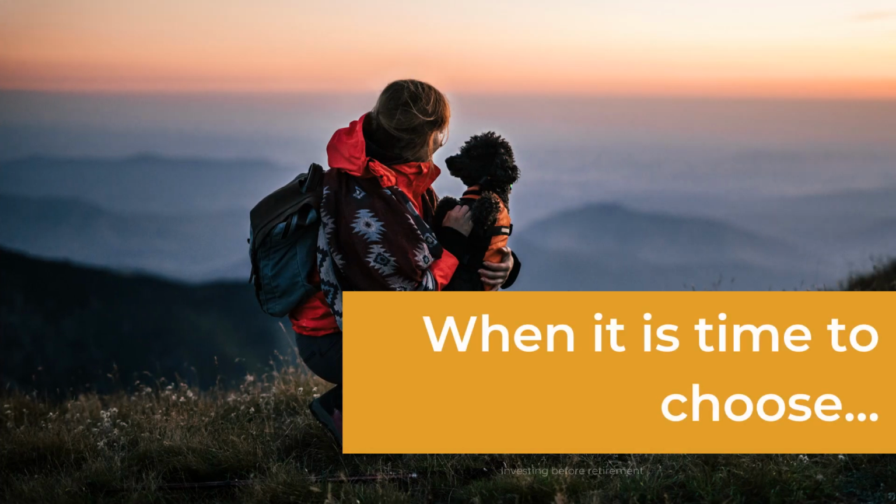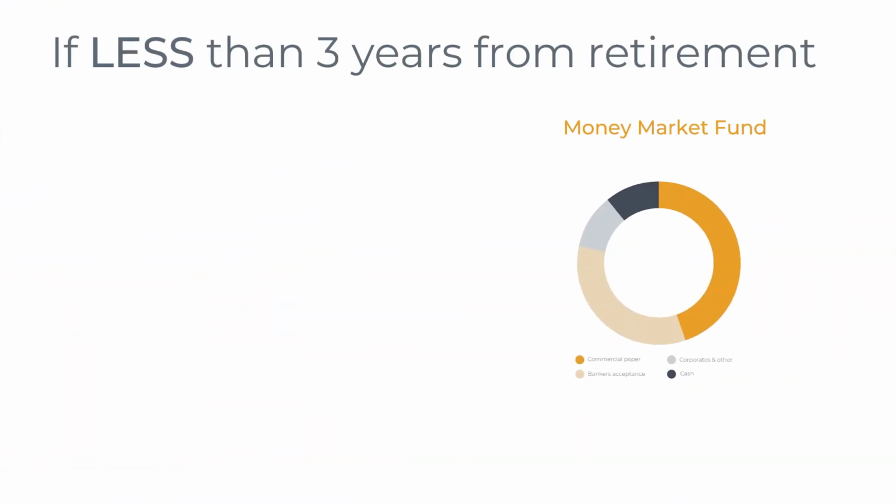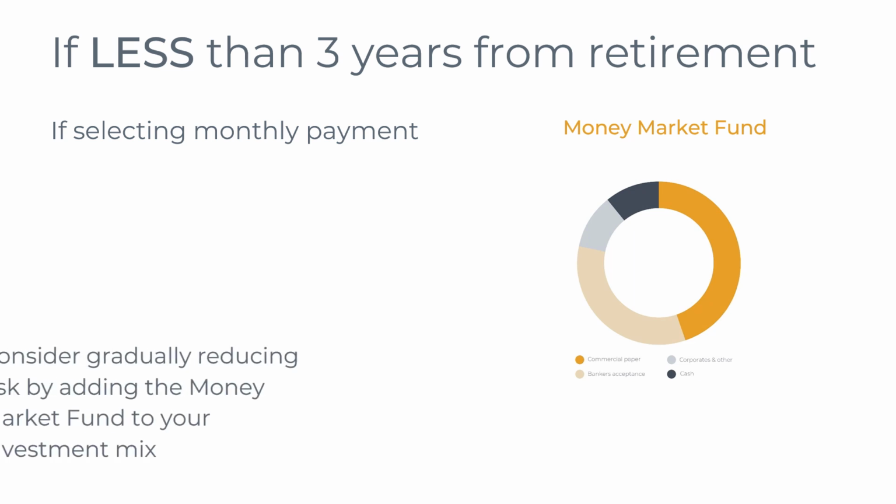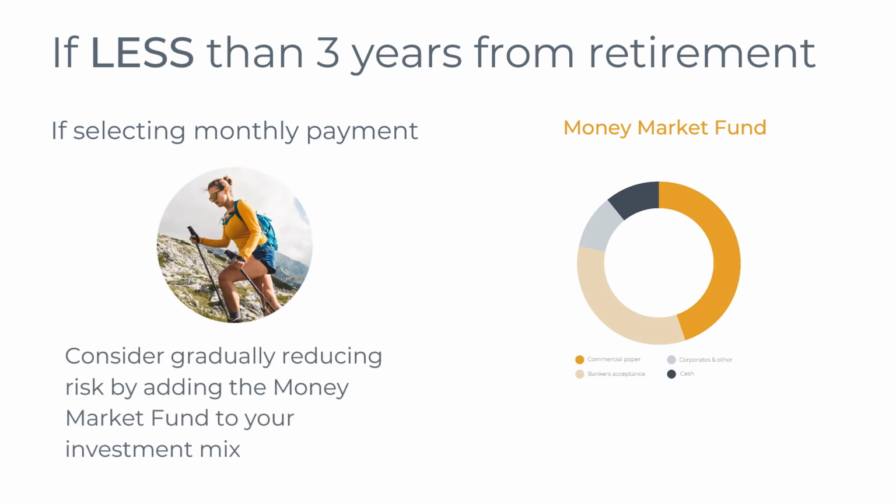Next, let's discuss how you should prepare yourself and your investments when choosing the lifetime monthly pension before you retire. If you plan to take the monthly pension option, all of your fund units are used to pay for your pension. To reduce the potential risk of short-term losses in the equity markets just before you retire, you could consider gradually moving some or all of your pension funds into the money market fund, which is a lower risk option.